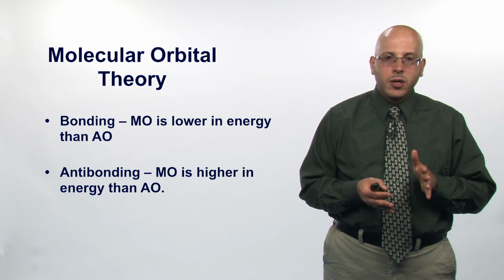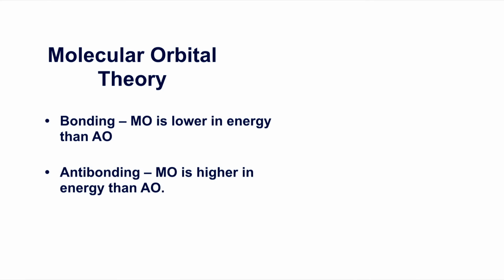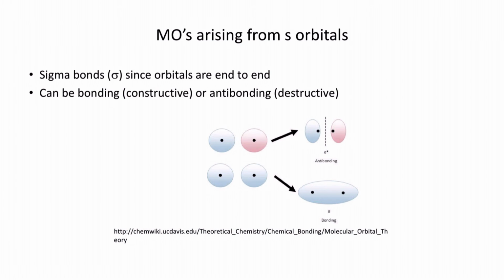And so what I'm going to do now is show you some simple pictures of MO theory so you can see how this works in practice. Molecular orbitals can arise from s orbitals or p orbitals. If you start with s orbitals, they can create sigma bonds. What happens with the s orbitals is they add end to end, meaning I have one like this and one like this. These are the nuclei. One goes this way, one goes this way, and they overlap in the center.